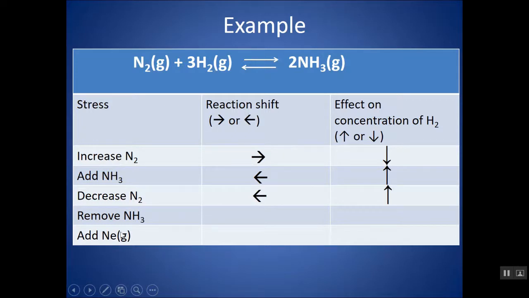It's being made. If I were to remove NH3, then I'd have less of it, right? It would shift to the right to fill it back up, and I'm pointing away from H2, so it would now go down. If I add any gas that is not in this reaction at all, it would have absolutely no effect on shifting the reaction. It would have no effect on the concentration of H2. It would remain the same. I'm still at equilibrium.